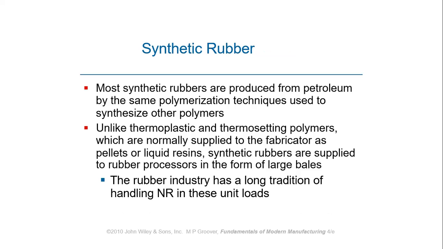Unlike thermoplastic and thermosetting polymers, which are normally supplied to the fabricator as pellets, most of the plastic materials are basically used either in the liquid state or in the pelletized form. That means the particulate form. They are supplied to the fabricator. Actually, fabricator indicates the industries that actually use those to manufacture usable products. And the raw material for those factories will be like the pellets or particles or liquid resins.